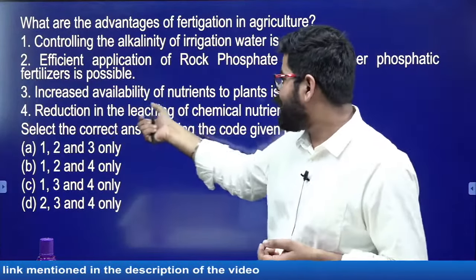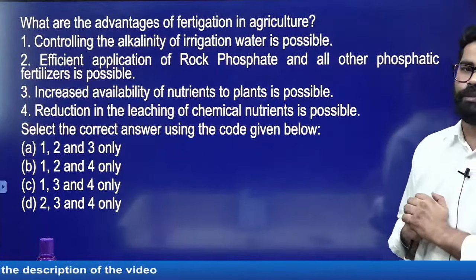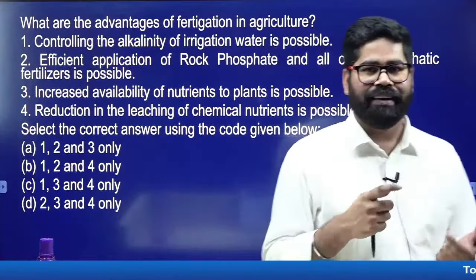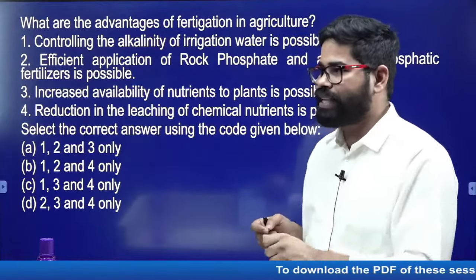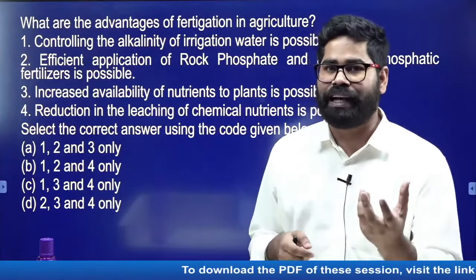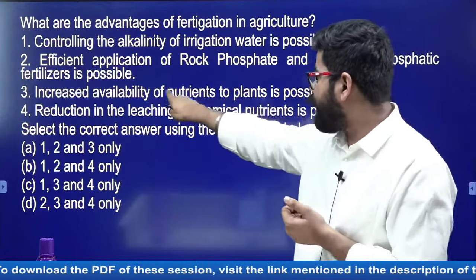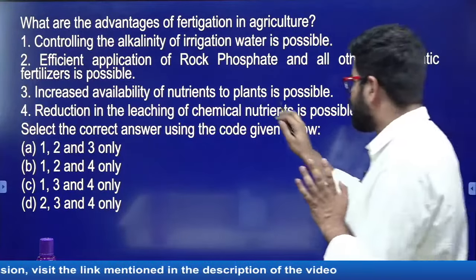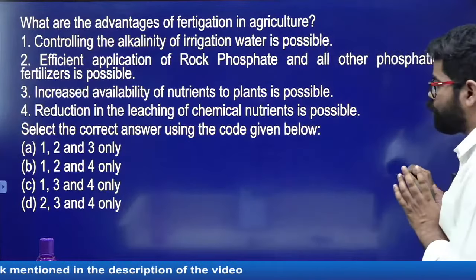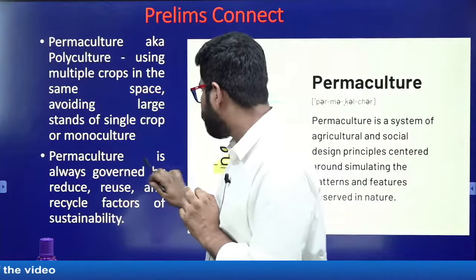And fourth is reduction in the leaching of chemical nutrients is possible. Now see this. What does this fertigation mean? Fertigation simply means we are combining the fertilizers with irrigation. So in that case, there is a normal thing that the efficiency of fertilizers will increase. So there is one thing here, increased availability of nutrients to plant is possible. So 3 must be correct. So if we go by that logic, if 3 is correct, then we can eliminate this B option.